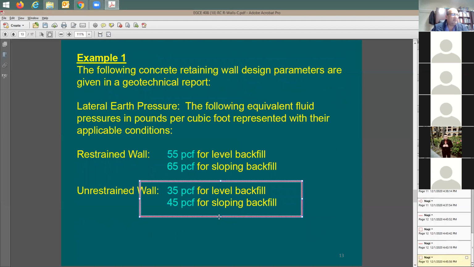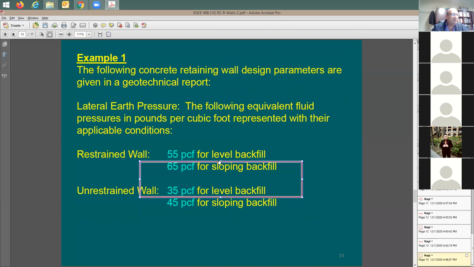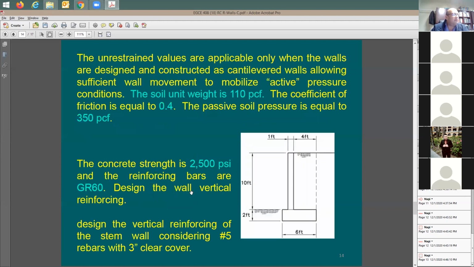I'm going to be using here 35 pounds per cubic foot. This is going to be this guy here, right? This is going to be my choice for the pressure. Based on this soil report, when you have an unrestrained wall, like cantilever, and it's level backfill, use 35 pounds per cubic foot. Now let's see from that point to the end of the problem what steps I need to do to figure out the amount of reinforcing that I need to put on the wall.